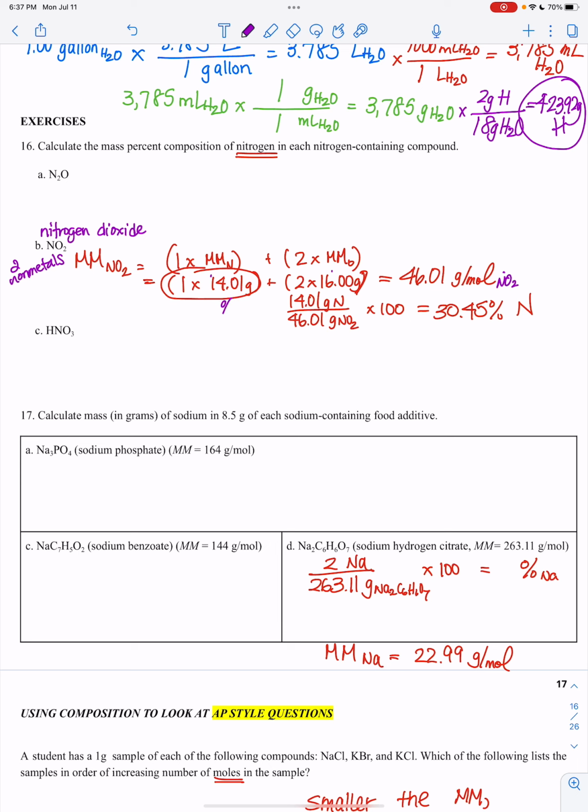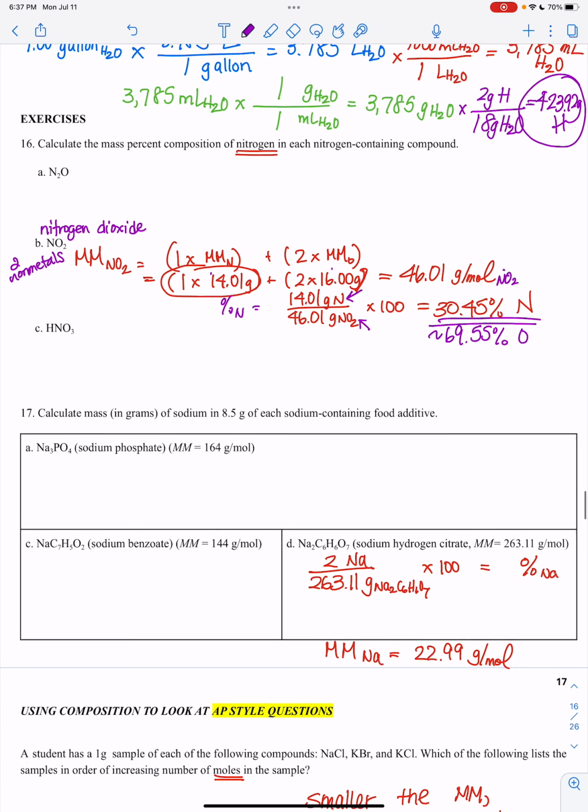If I want the percentage of nitrogen, it's going to be my mass of nitrogen divided by this mass of the NO2 times 100, and I get 30.45% nitrogen. If I wanted the percentage of oxygen, I could subtract that from 100 and get about 69.55% oxygen, because the sum of the percentages adds up to 100, but it wasn't asked of you.